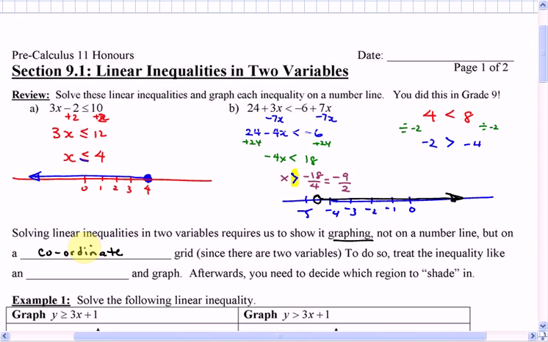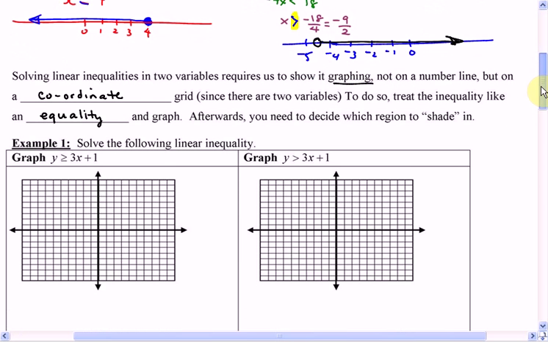So to do so, we treat the inequality like an equality, just like how we did it before. We just pretended like these algebra questions were just equality questions. And then afterwards, instead of shading one side of the number line, we're going to shade one side of the actual coordinate plane. So let's take a look at this example.